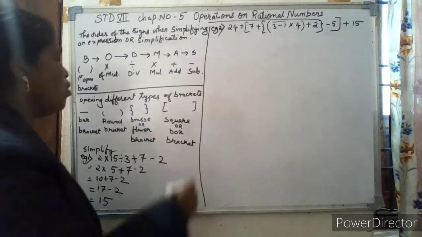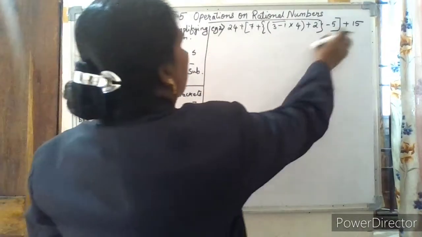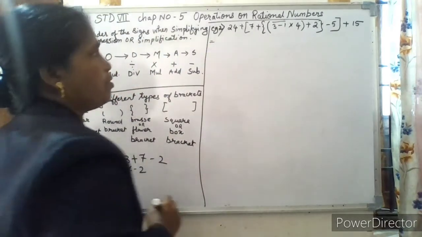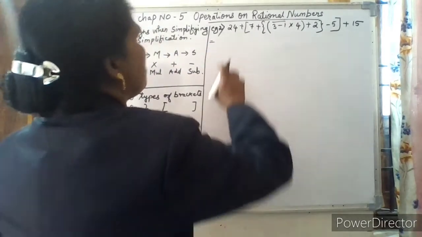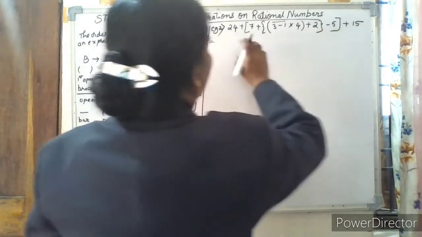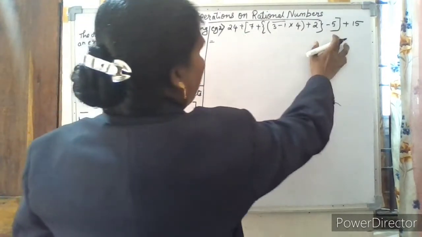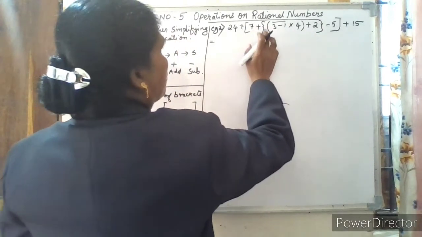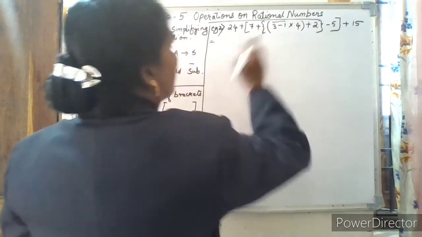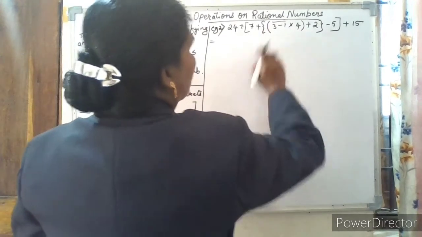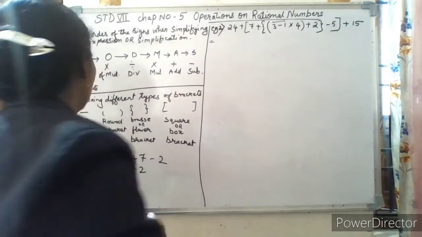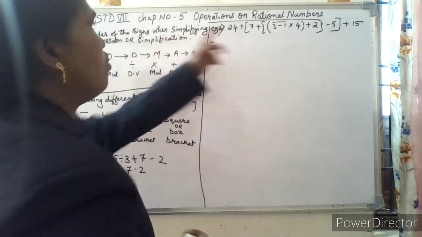Now we will simplify using the brackets. So first of all, the equal to sign must be there. In this question you can see that there is a square bracket, open and closed one. Then a brace or flower bracket, open and closed. Round bracket, open and closed. And you have a bar bracket inside the round bracket. So first of all, we have to take out the bar bracket.